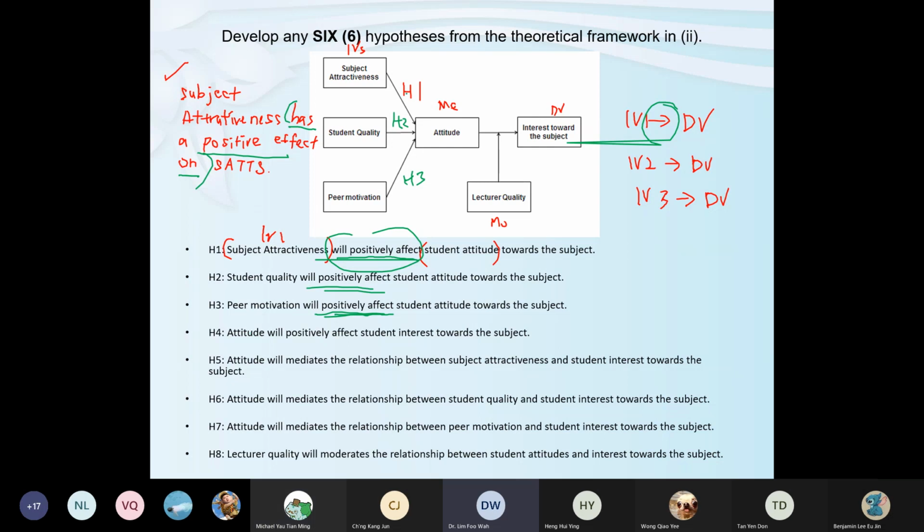Now we continue. We have done hypothesis 1, hypothesis 2, and hypothesis 3. We continue with the mediating variable. We want to see the relationship between the variables. So H4 here: attitude as a mediating variable will positively affect the DV, student interest toward the subject.